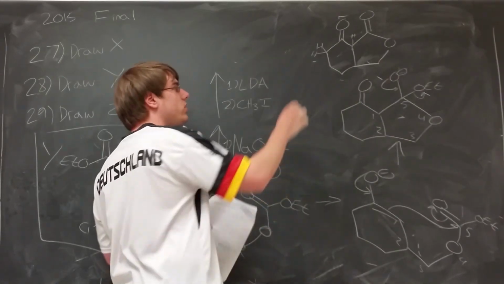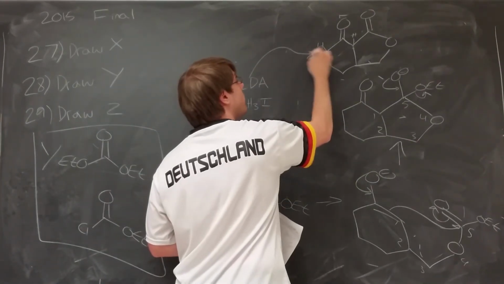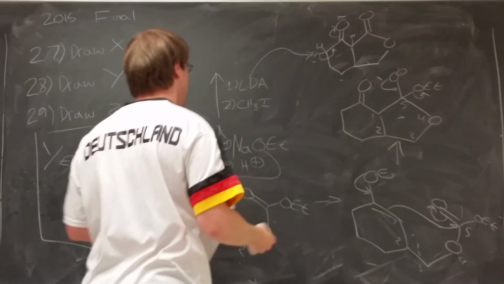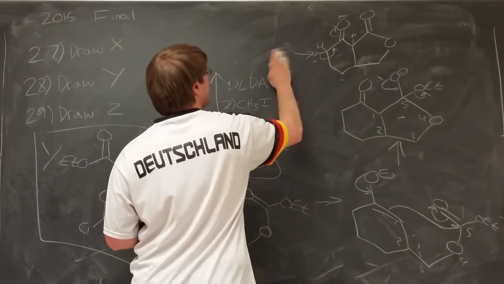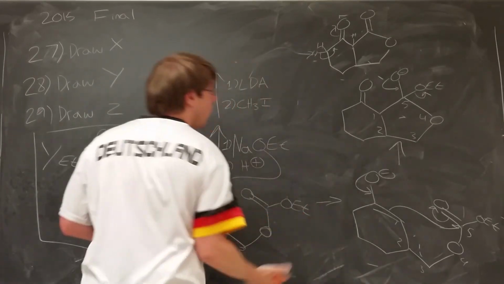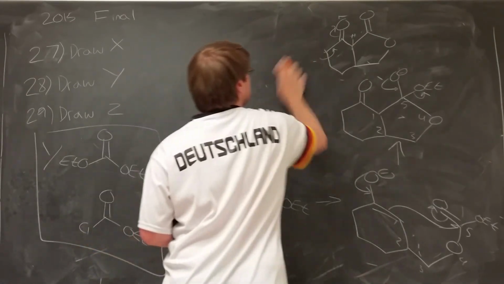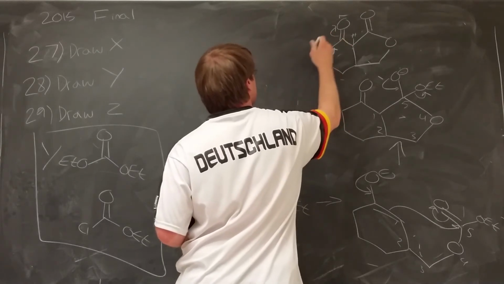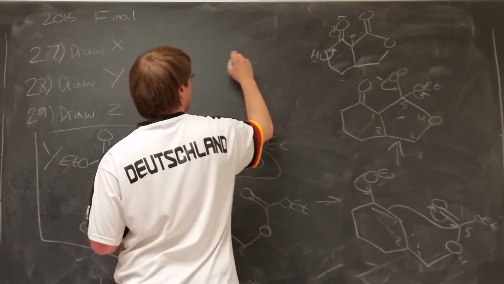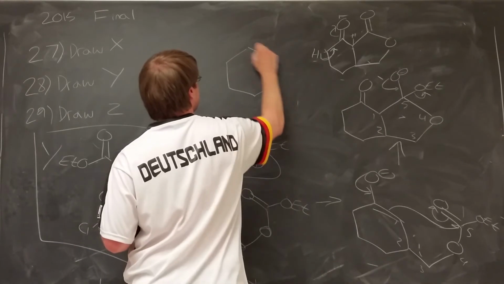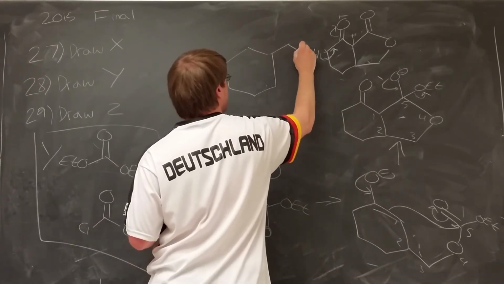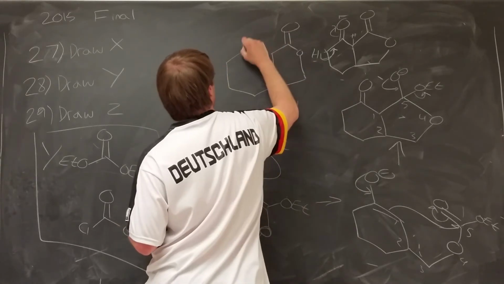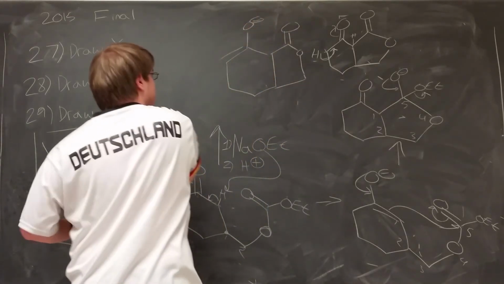LDA, being a bulky base, will always look to pull off the proton from the less substituted side, the side with more hydrogens. And so you're going to form your enolate over there. And so now you would end up getting the 6-membered ring, the 5-membered ring with the oxygen in it, 1 carbonyl, 1 O minus because you formed your enolate there.